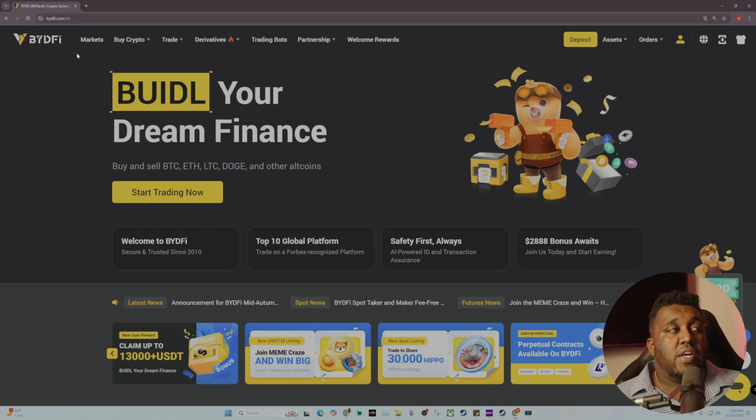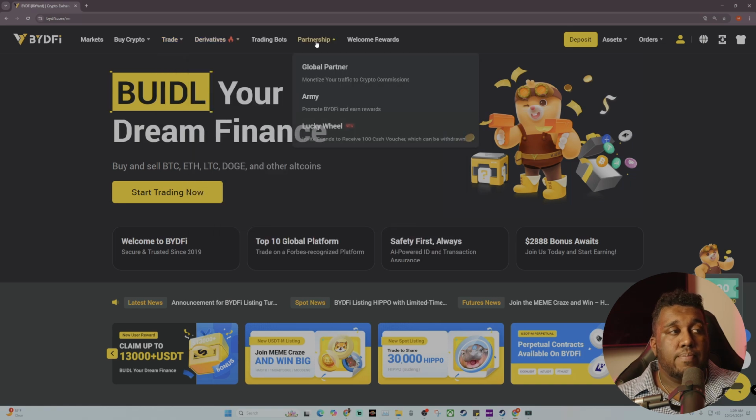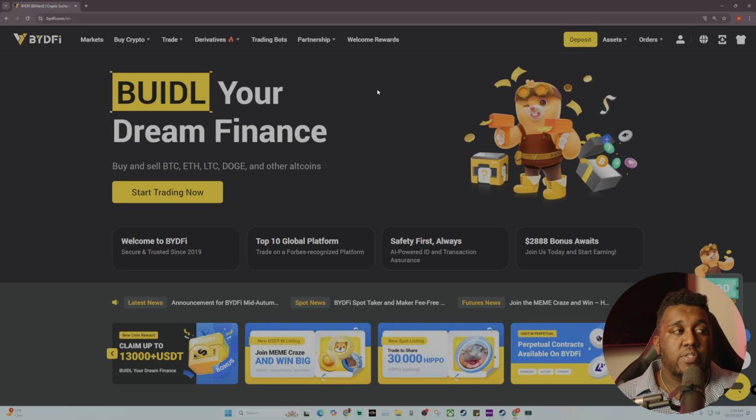Now, on top, you guys are going to see a lot of different buttons here: markets, buy crypto, trade, derivatives, trading bots, partnerships, welcome rewards, deposits, assets, orders, and of course your account information here. First of all, I'm just going to go through all of these things, but before that, I just want to go over the main page here so you guys can see what's going on.